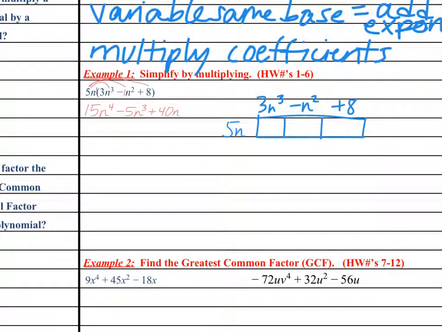And then you would just do the same multiplication. In the first box, the area would be 15n to the 4th. And the second would be negative 5n to the 3rd. And the last one would be 40n. So you get the same thing. Whatever makes more sense to you, I do not care. If the first way makes sense, then great, do that.